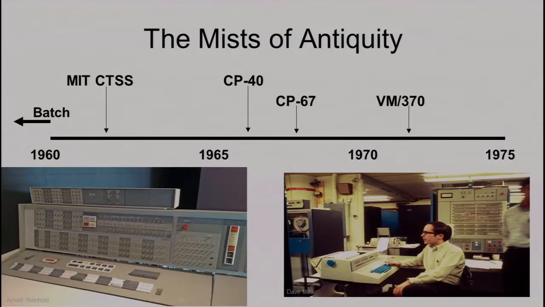And then CP67 evolved over time to become VM370, VM-CMS, and other mainframe virtualization products. But that's where all this stuff came from. And along the way, IBM wasn't the only group thinking about virtualization. There were various research projects going on, research scientists working on this concept.